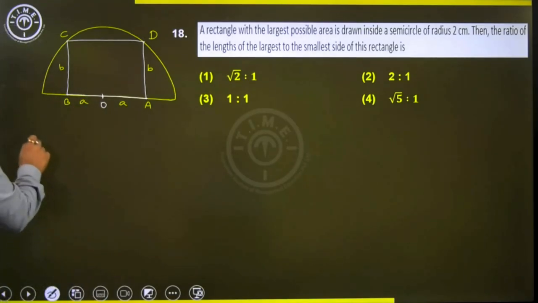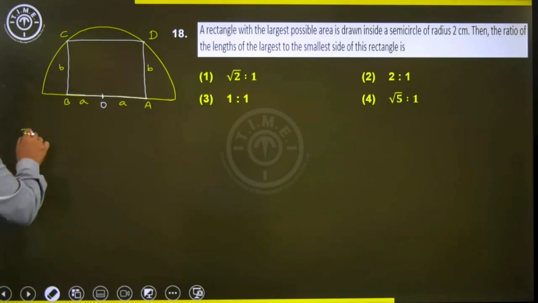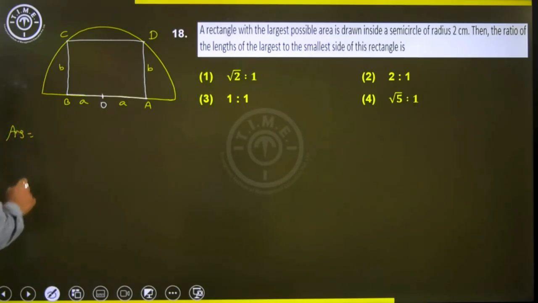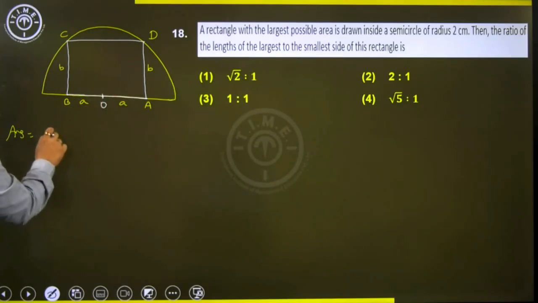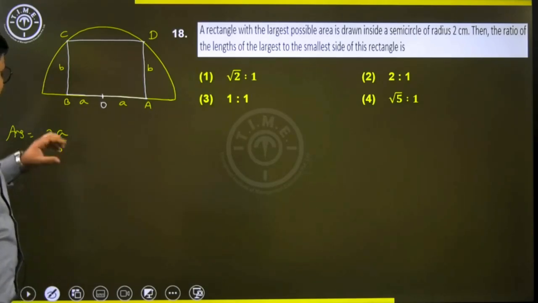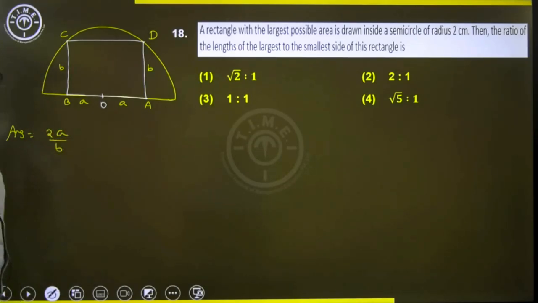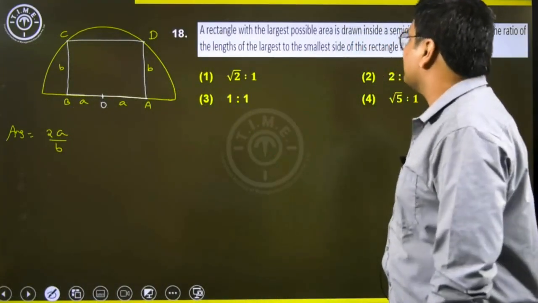So what will be the area? Not the area, sorry, the ratio. So what will be my answer here? Let us think about that. The answer will be the ratio of the largest side to the smallest side. So 2A, suppose, is the length, and 2A by B is the question. We need to somehow find the relation between A and B out here so that we can get to the answer.